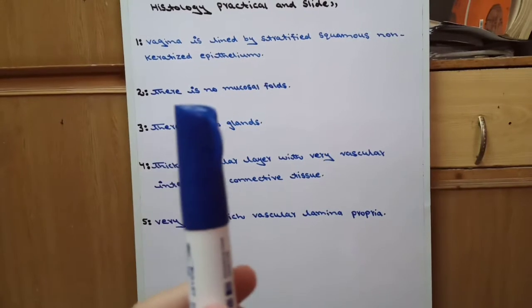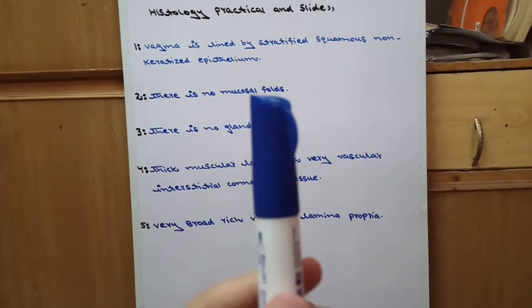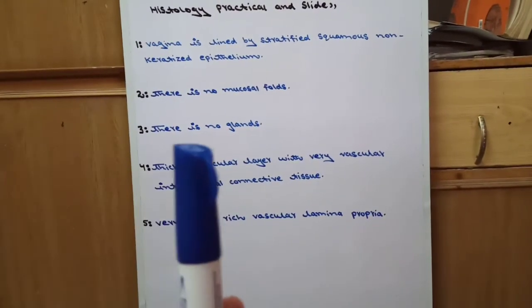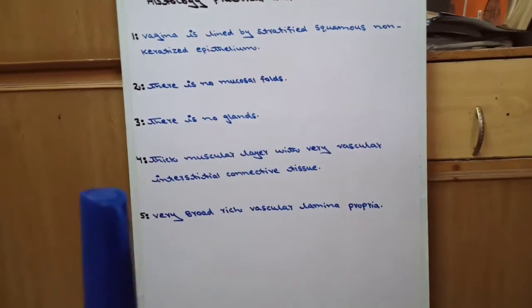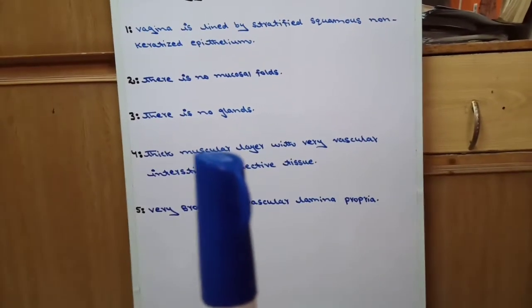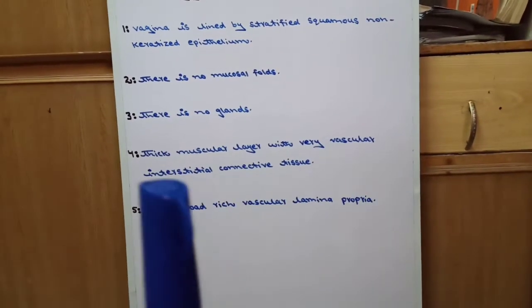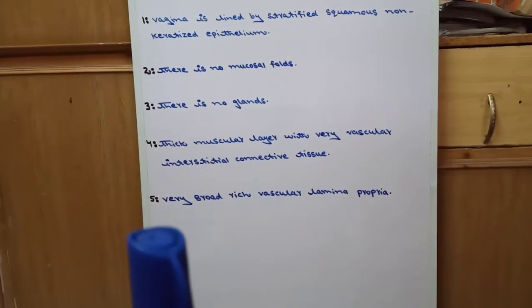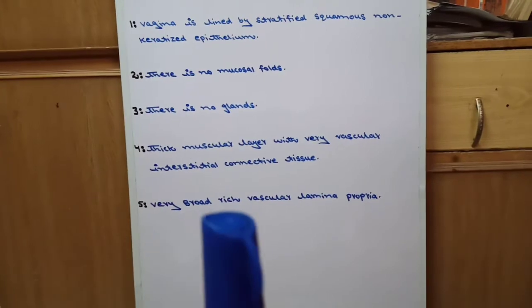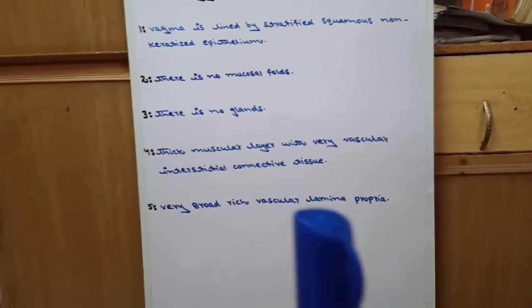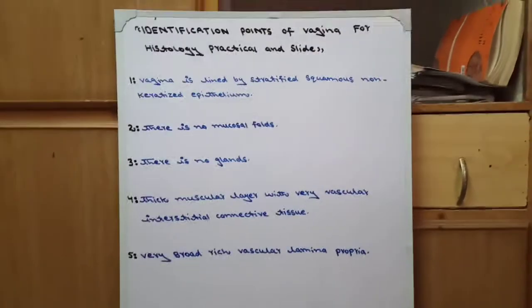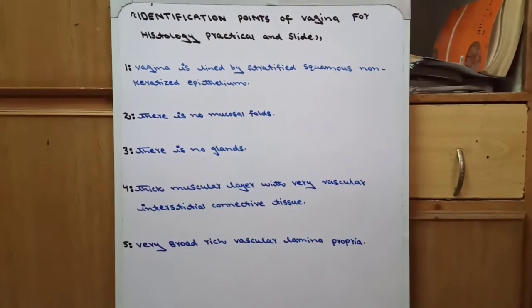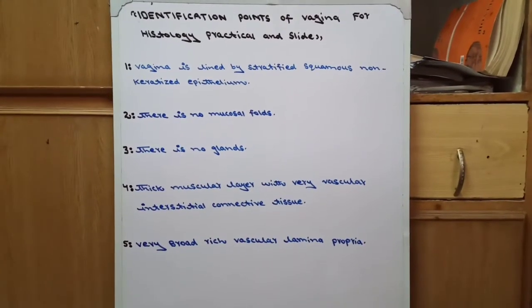Number 2, there are no mucosal folds. Number 3, there are no glands. Number 4, thick muscular layer with very vascular interstitial connective tissue. And number 5, very broad, rich vascular lamina propria. These are the 5 identification points of vagina for histology practical and slide.